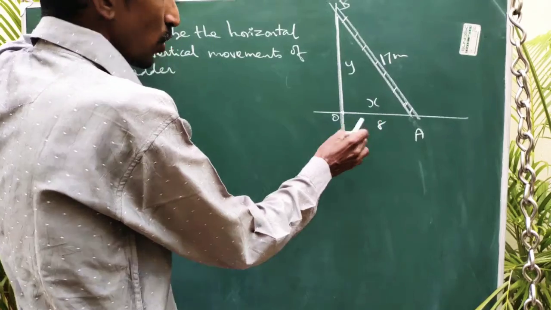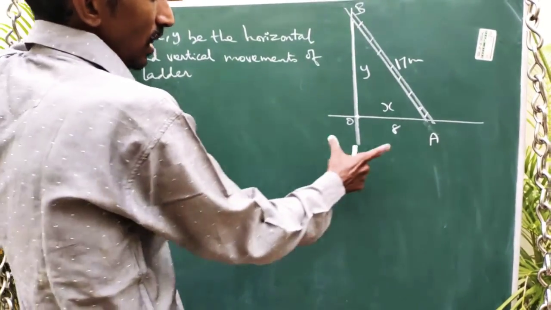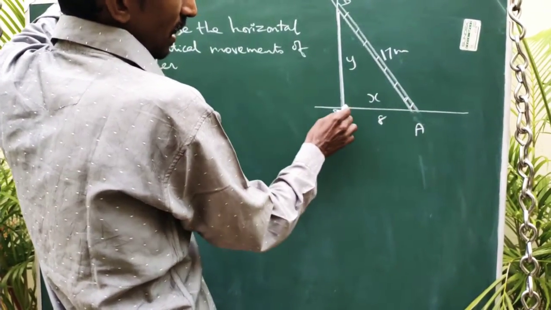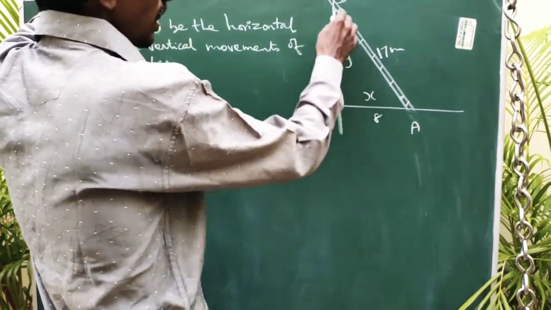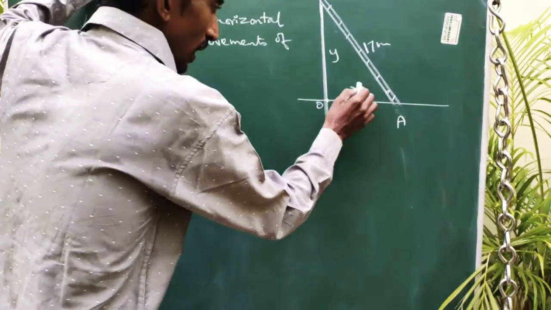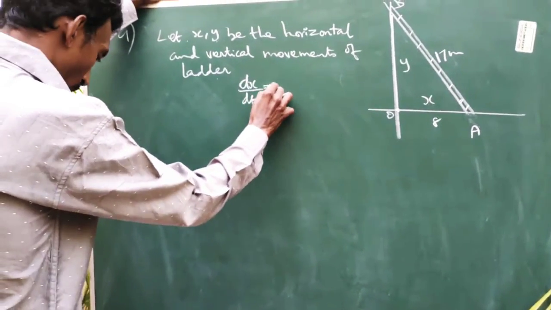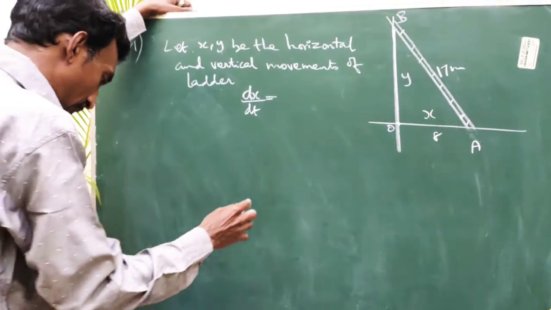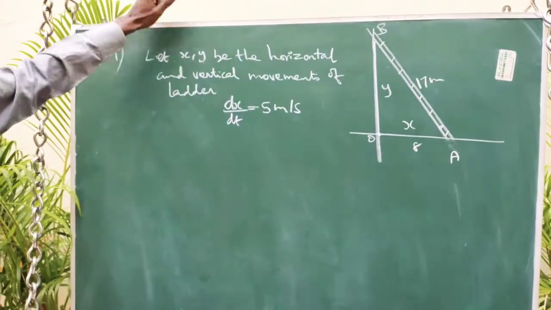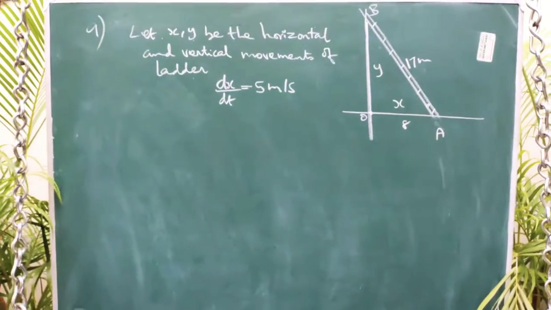If we assume x and y to be the horizontal and vertical distances, the distance between the bottom of the ladder and the wall is considered as x, and the top of the ladder and the floor is y. Initially dx by dt is given as 5 meter per second, and x equal to 8. If you consider AB as the ladder, its length is 17.